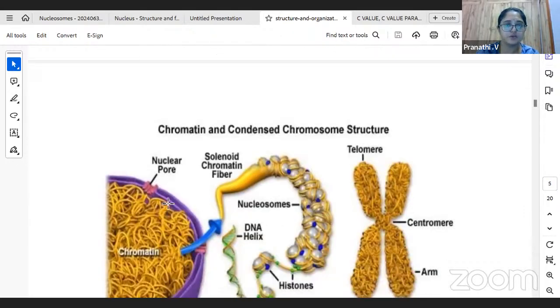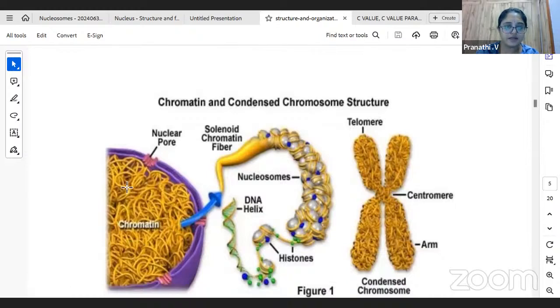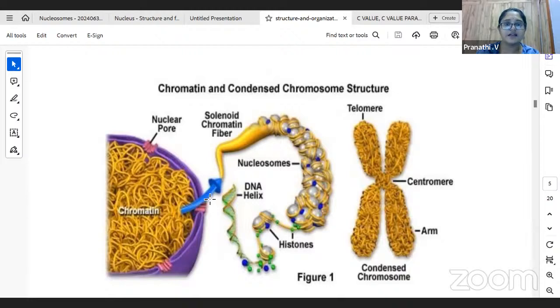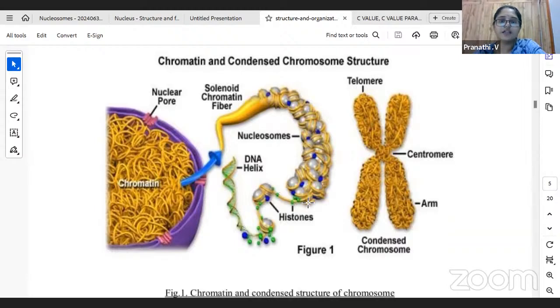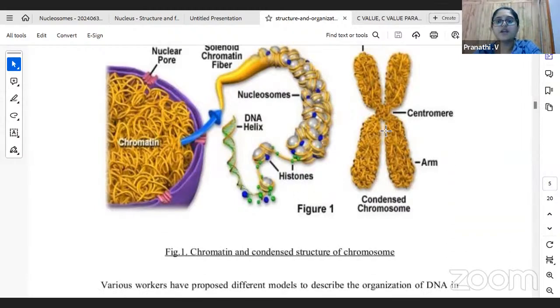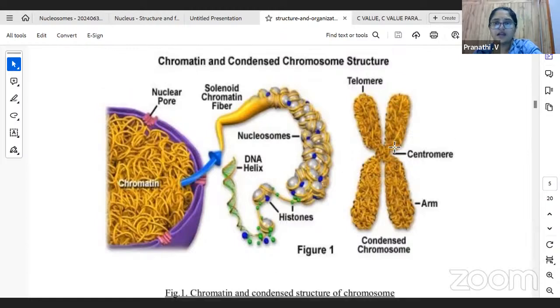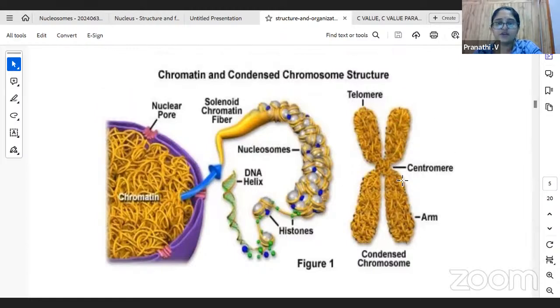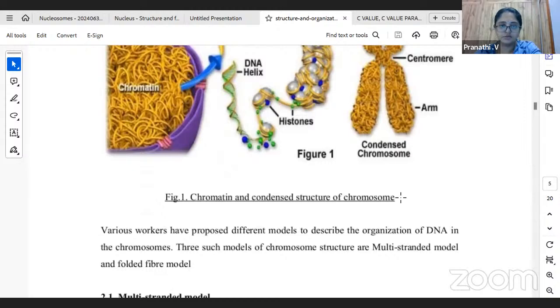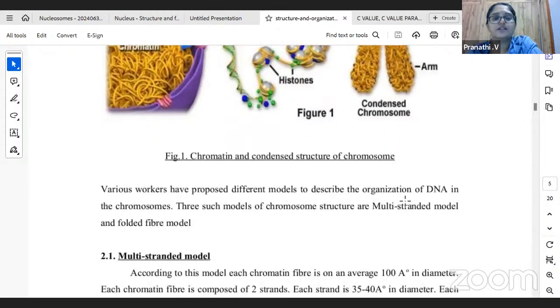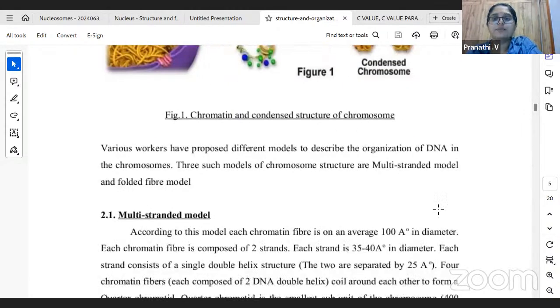Now, this is the nuclear pore complex. This is the chromatin network present inside the nucleoplasm. And this has a structure similar to a solenoid, which is a magnet. A loop-like structure consisting of nucleosomes, the DNA helix, and the histones over here. And you have a centromere, and telomeres at the ends of the condensed chromosome. So different models have been proposed to describe the organization of the DNA in the chromosomes.